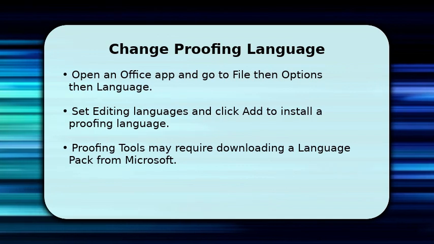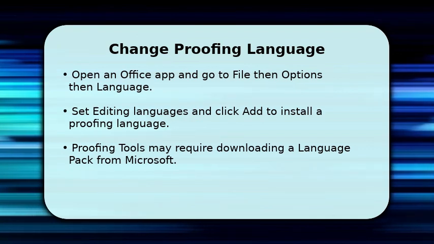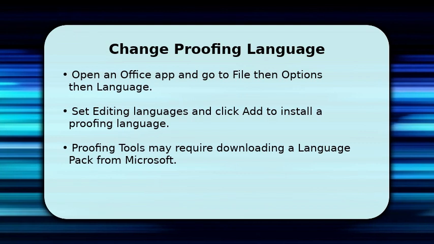Download the matching 32-bit or 64-bit proofing installer for Office 2010. Run the installer as an administrator and follow the prompts to install proofing support. Return to Language Options and confirm the new language shows proofing installed.